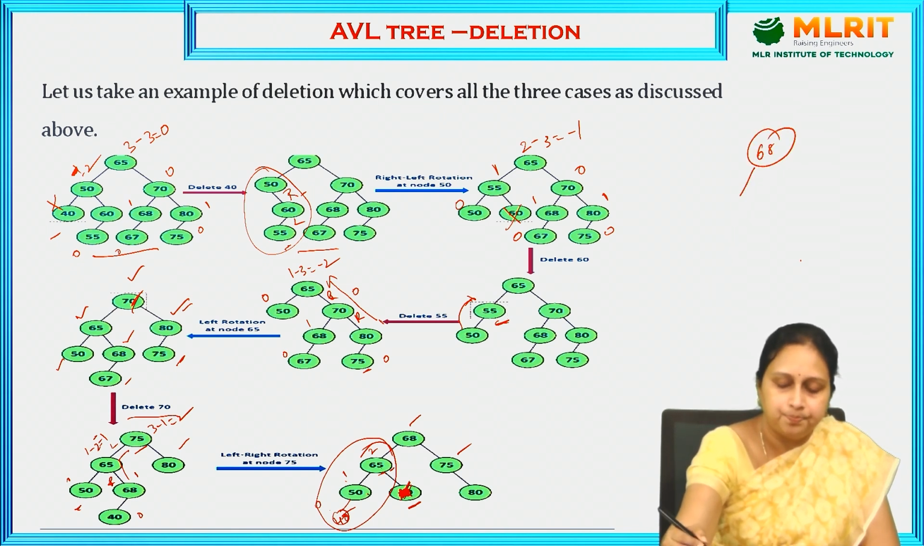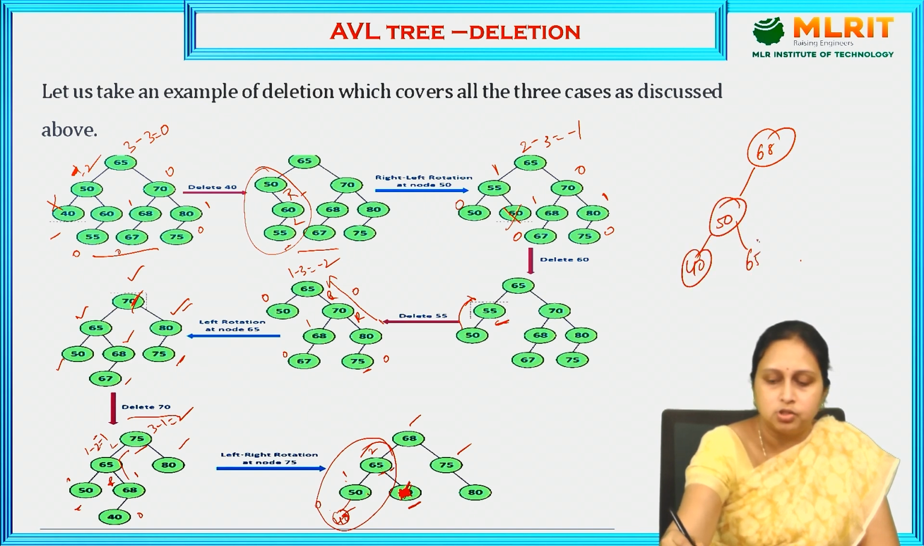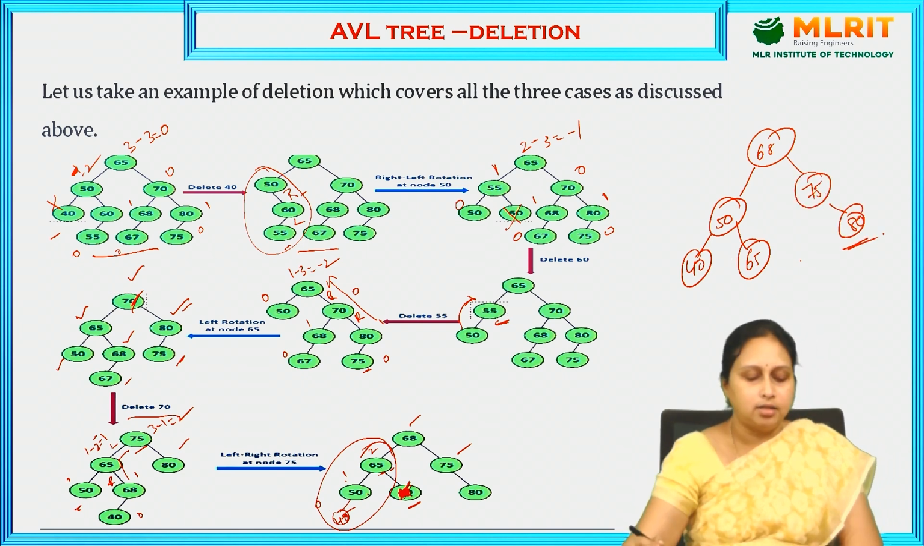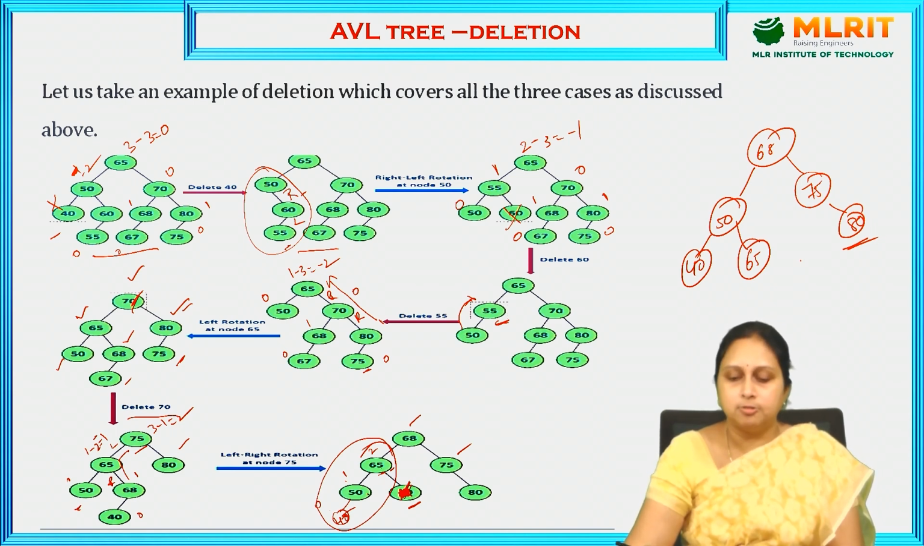You are going to get 50 as the root node and 40 as the left child, 65 as the right child, and here you have 75 and 80. This is the final tree that you are going to get. Okay.